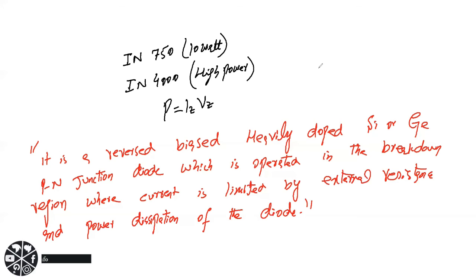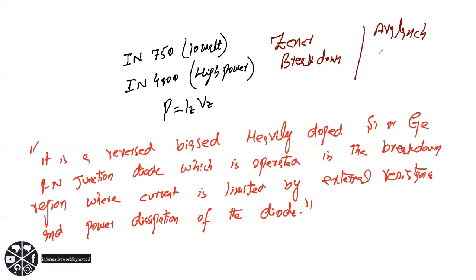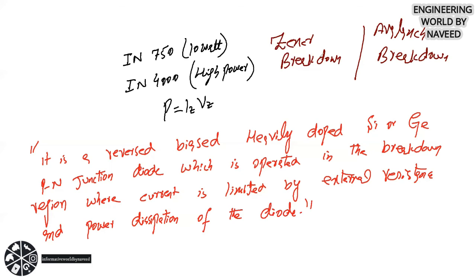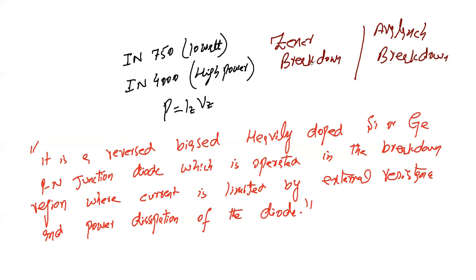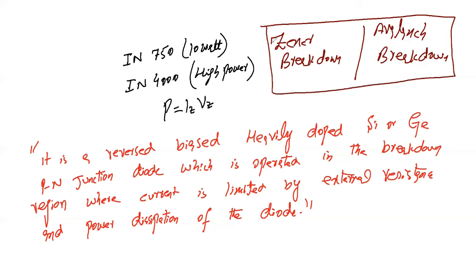Now there is also another small topic: what is the difference between Zener breakdown and avalanche breakdown? As avalanche also occurs if you increase the reverse voltage, and Zener breakdown also occurs if you increase the reverse voltage. So what is the difference between them, and how will you recognize whether a breakdown is Zener breakdown or avalanche breakdown? I will discuss that in the next video. After this video you can find the video on the difference between Zener breakdown and avalanche breakdown.